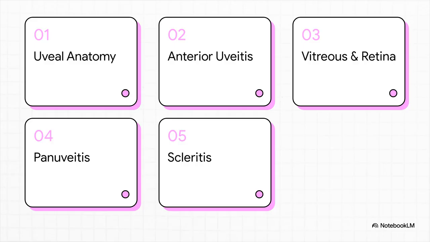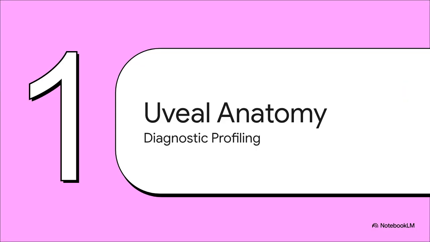So, to build that bulletproof mental model for the boards and for your patients, we're going to cover uveal anatomy and diagnostic profiling, anterior uveitis and granulomatous disease, intermediate and posterior uveitis, panuveitis and endophthalmitis, and finally, scleritis and masquerade syndromes. All right, let's jump right into Section 1, Uveal Anatomy and Diagnostic Profiling, Building the Framework.